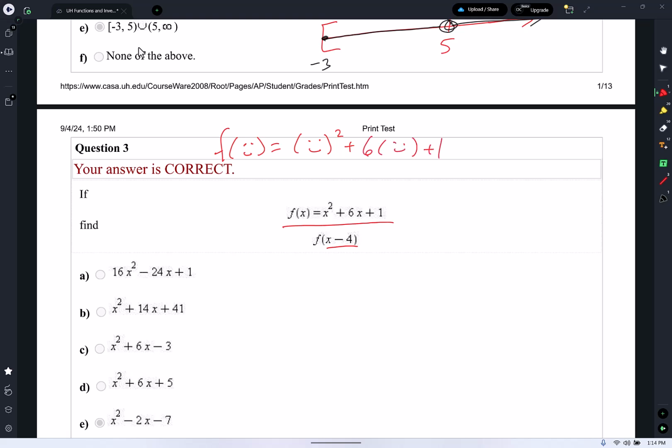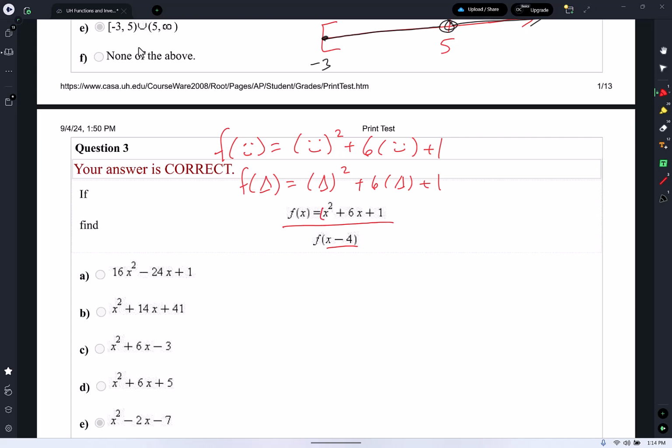And then for you happy face haters, because there's a few of you that don't like happy faces, you just go, if I were to tell you f of triangle, triangle squared plus 6 times triangle plus 1. Do we have any happy face haters in this room? Okay. I like happy faces. That's just me.